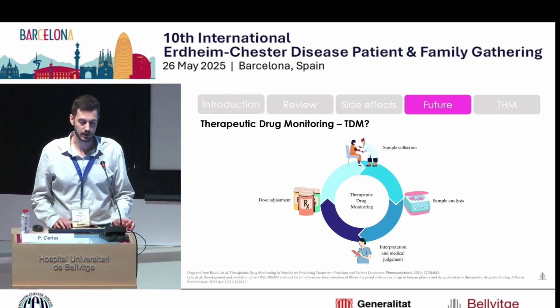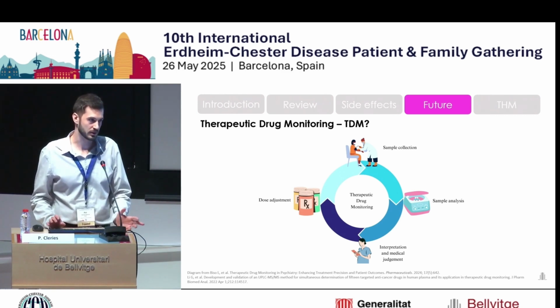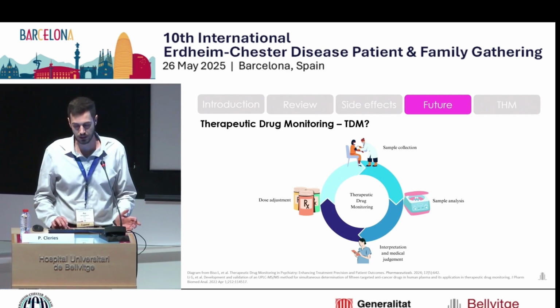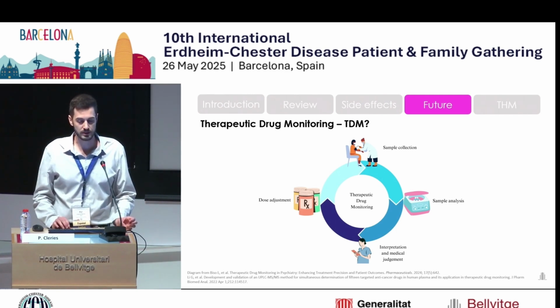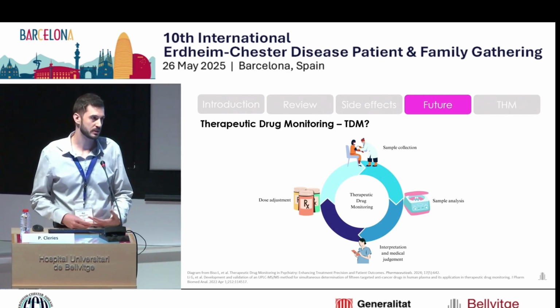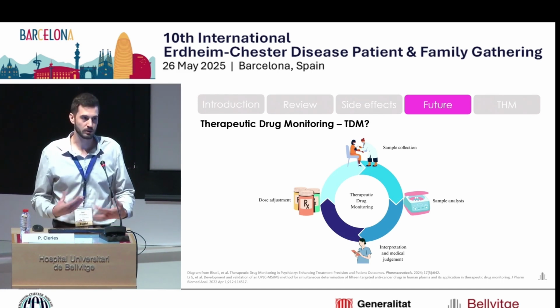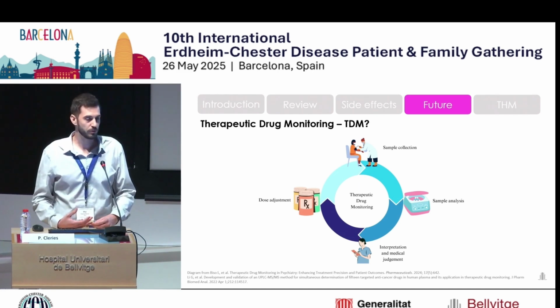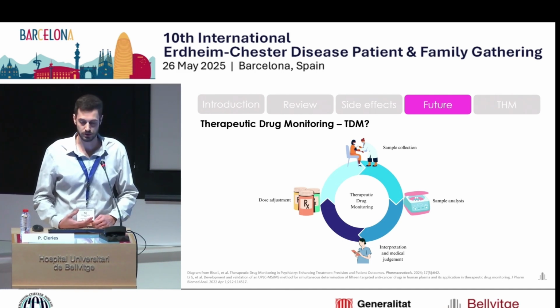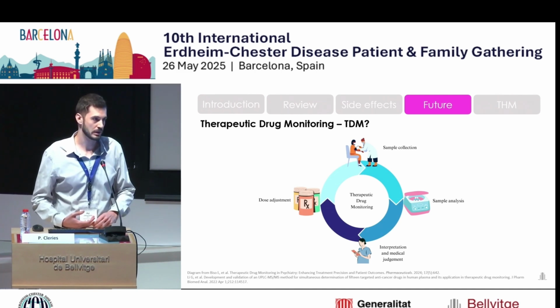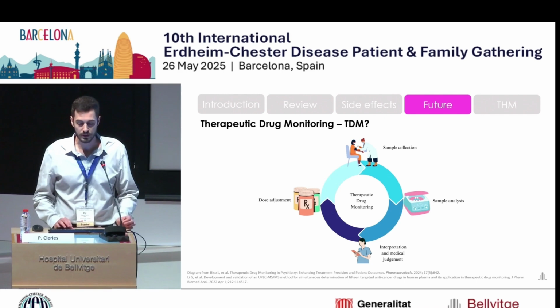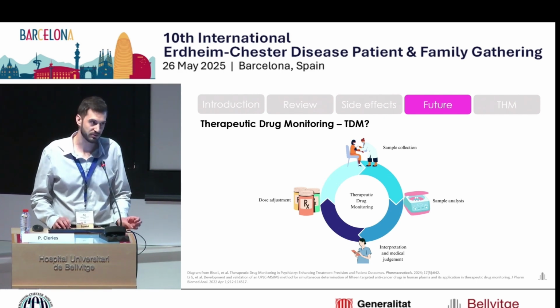So again, this is not happening for Erdheim-Chester, unfortunately, but there is some evidence with some of the treatments I've talked about today when it comes to monitoring. So hopefully in the near future, there could be some evidence for Erdheim-Chester as well, just as a heads up to what might come in the near future.